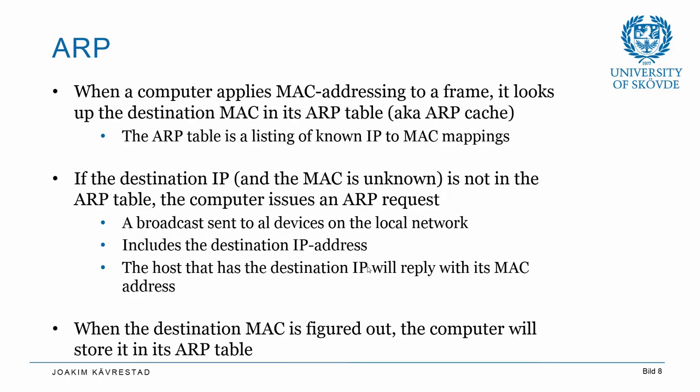But if it doesn't know the destination MAC address, it will issue something that is called an ARP request. An ARP request is a broadcast that is sent to all devices on the local network and includes the destination IP address. So it will basically yell out over the network, "Hey, who is this IP address? What's the MAC address that belongs to this IP address?" And the host that has the destination IP address will reply with its MAC address. So when the destination MAC address is figured out in this fashion, the computer will send the package out along its way and store the MAC IP address binding in its ARP table.